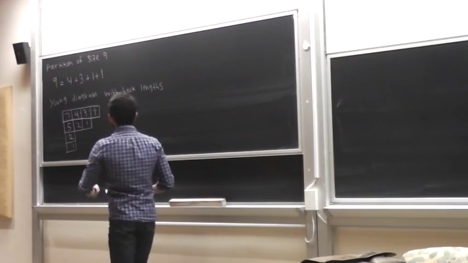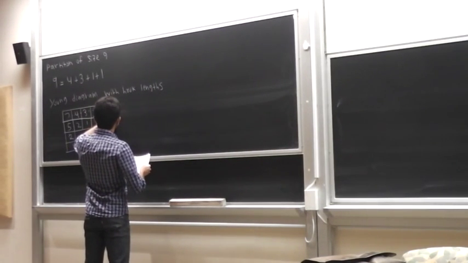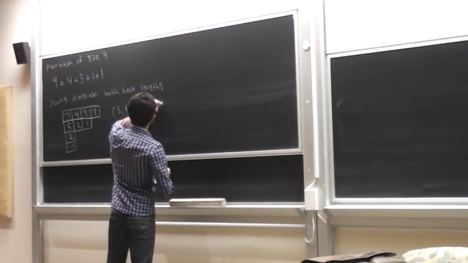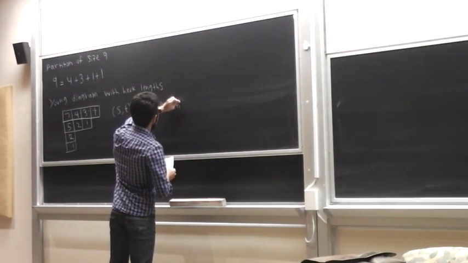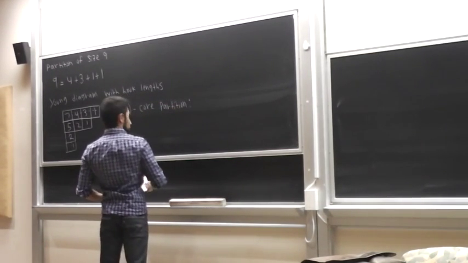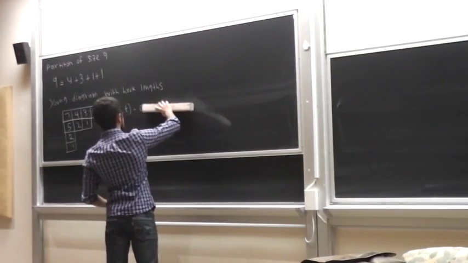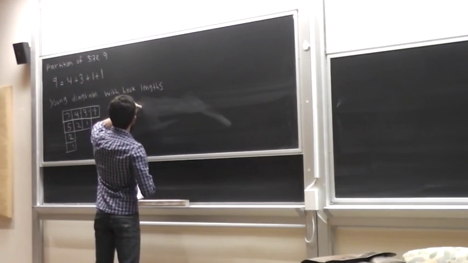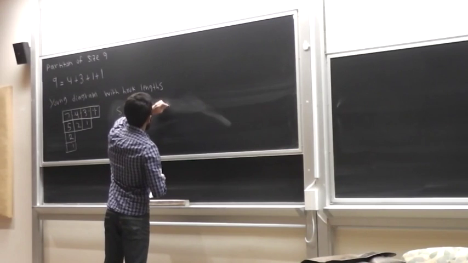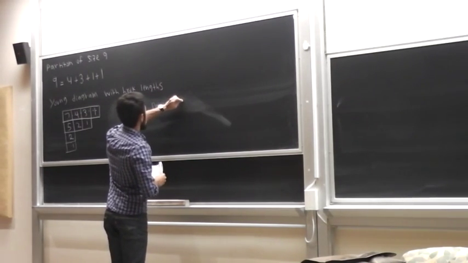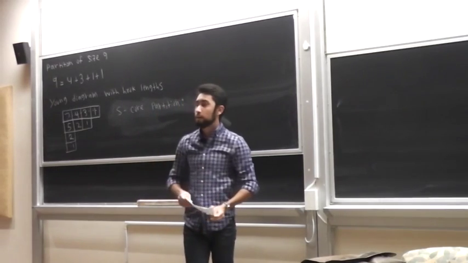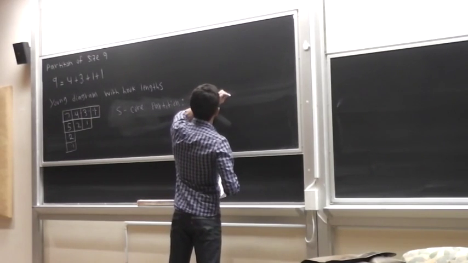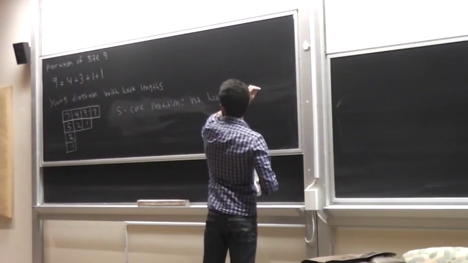Okay, and now another definition: an ST core partition. Let me start with just a plain S core partition first. An S core partition is one that avoids hook lengths of size S. So an S core partition has no hook length of size S.